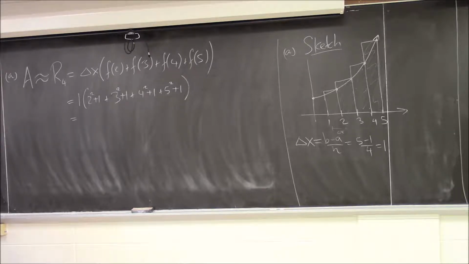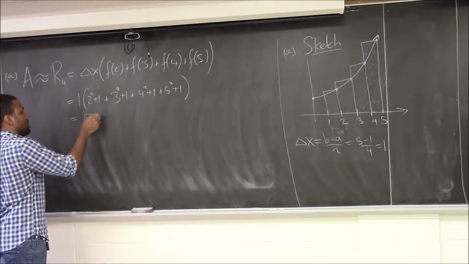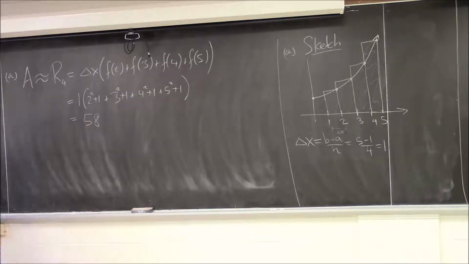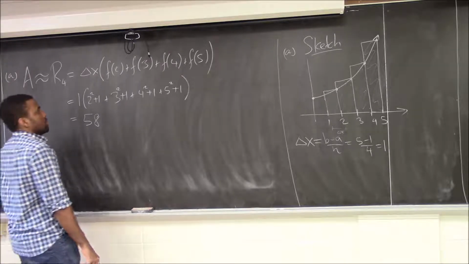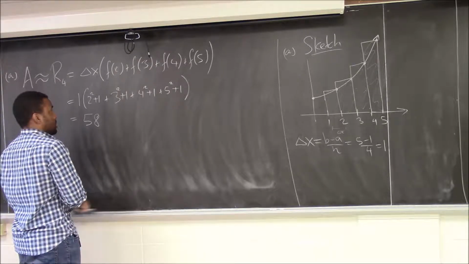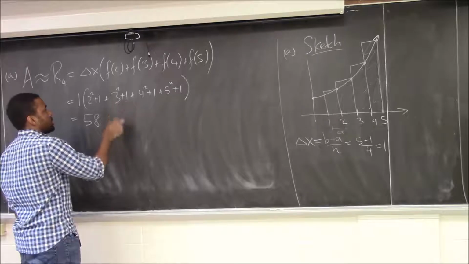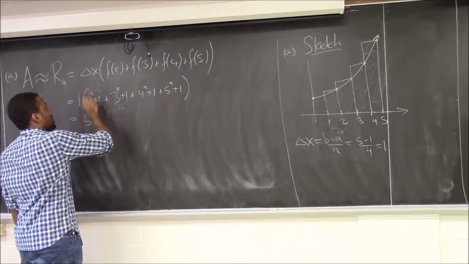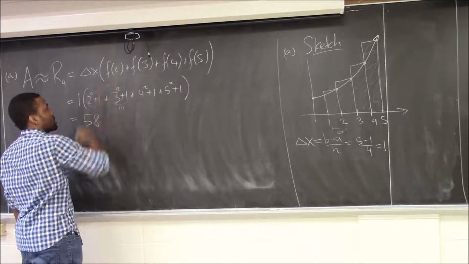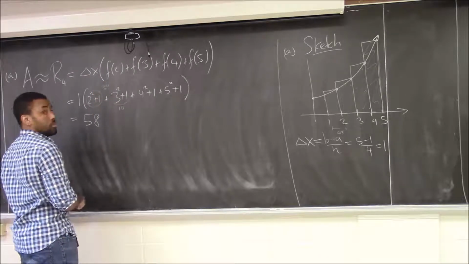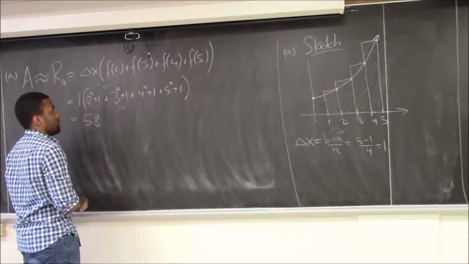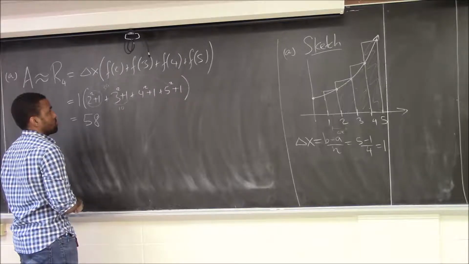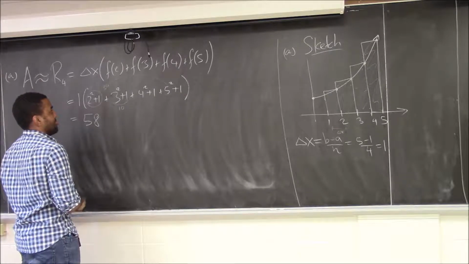57? 58? I think it was 58. So this here is 10, this guy and these two. Wait, it's 57, I think. It's 57? No, it's 58. That's 58.